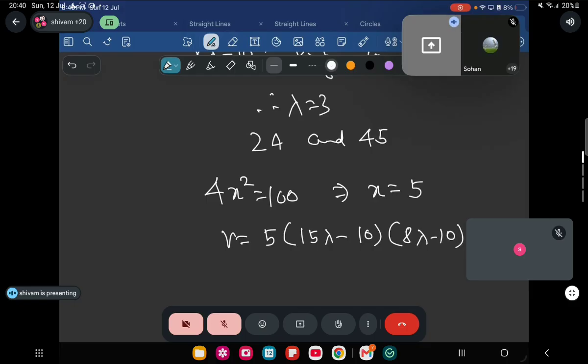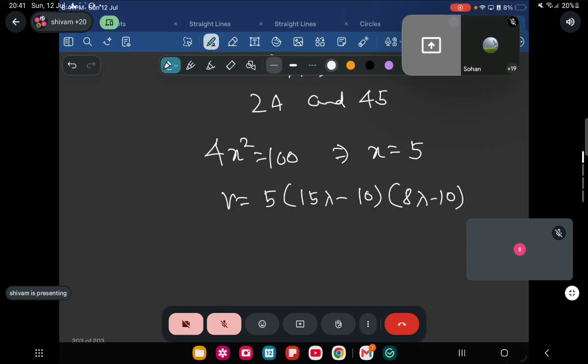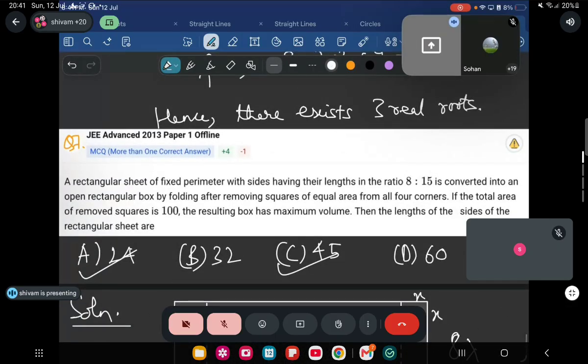With what will you differentiate? Over here lambda is a constant. So this is where people make mistake. Are you getting? In the question it was clearly mentioned that the volume is maximum after removing the area.